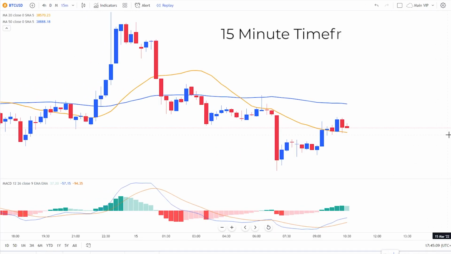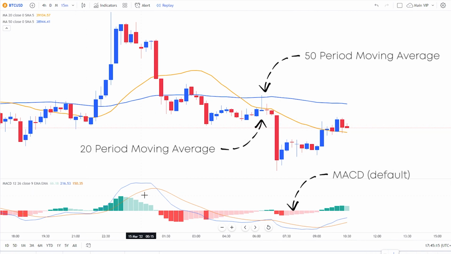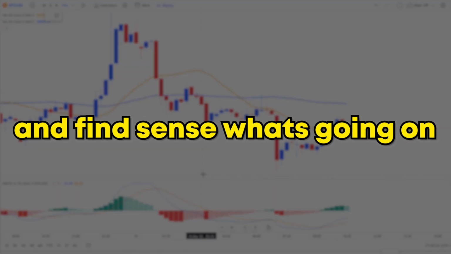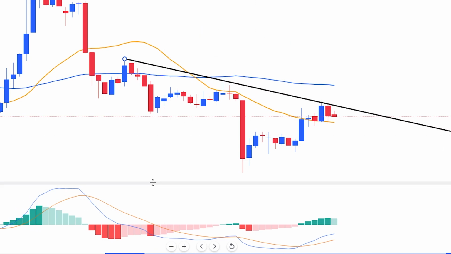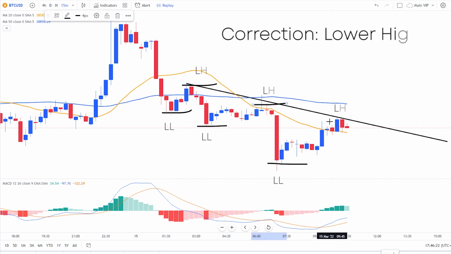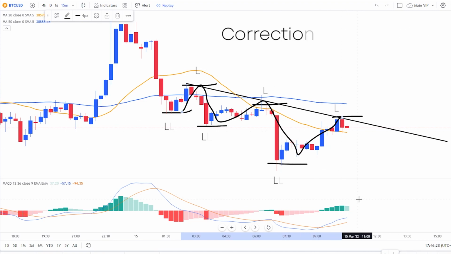Okay, so now we have a nice chart, Bitcoin US dollar 15-minute time frame. We have the two indicators, the 20 and 50 moving averages, and the MACD indicator as well. Now let's try to analyze and make sense of what's going on. So we had this nice trend line towards the downside, right? We can see the market has been heading towards the downside. We can see the lower lows and the higher lows as well. We can see this, and the market has been bouncing towards the upside and the downside very efficiently.